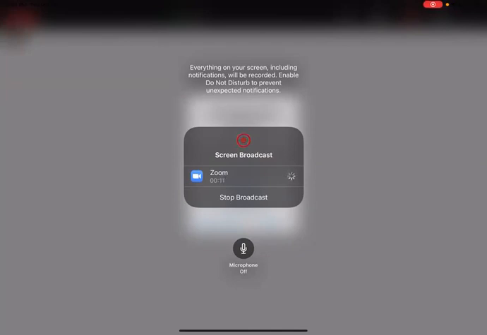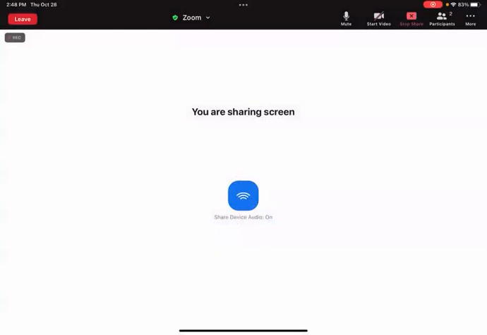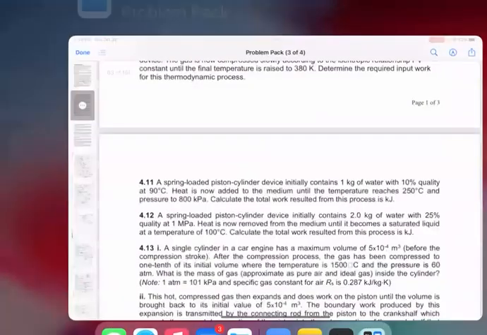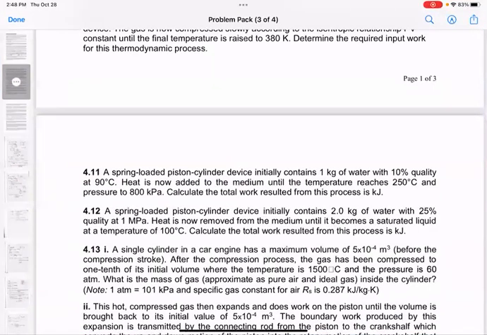Okay, we're going to go ahead and continue with question 4.11. Here we go. A spring-loaded piston cylinder device initially contains 1 kilogram of water with 10% quality at 90 degrees Celsius. So already we know the state, right?